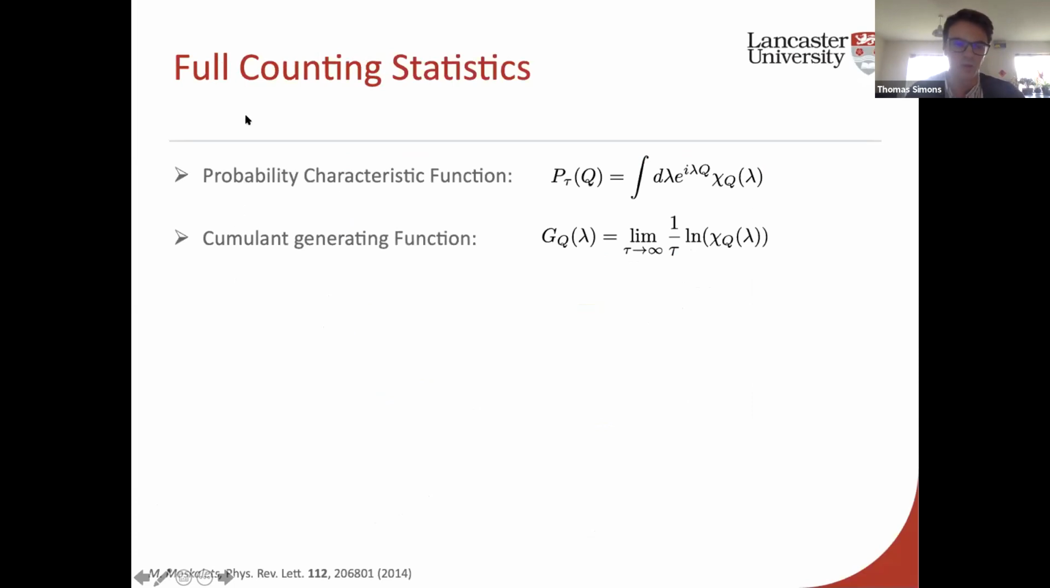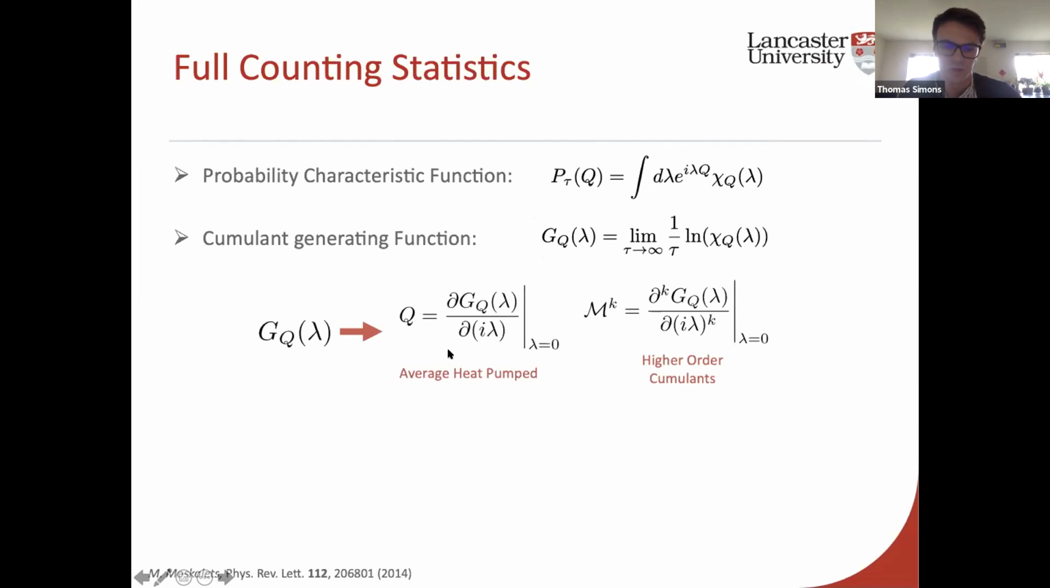So if we want to go beyond looking at the influence of geometric contributions to average pumped quantities, we can look at the full counting statistics for our transport process. This is done in practice by calculating the characteristic function for the transport, chi of q, which is defined as the inverse Fourier transform of the probability distribution for pumping some quantity q in some time tau. From this, we can obtain a cumulant generating function, which via its derivatives gives us access to not only the average pumped quantities, but also the higher order cumulants of the transport, such as the noise.